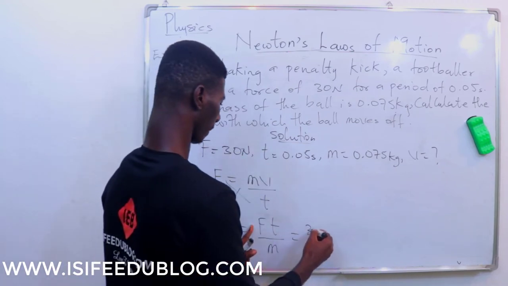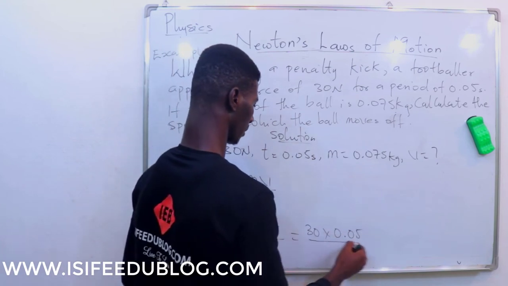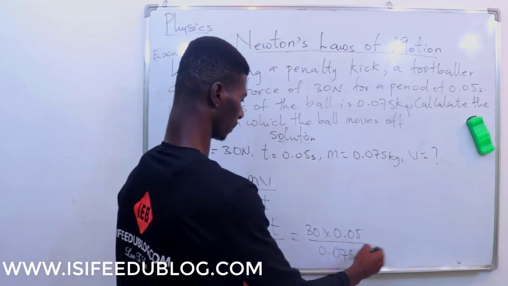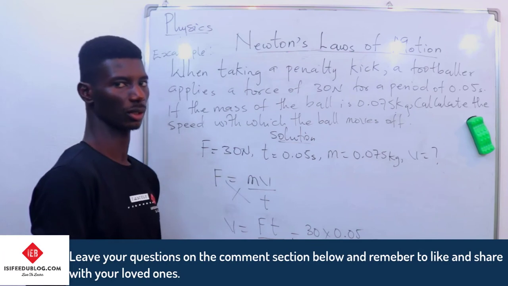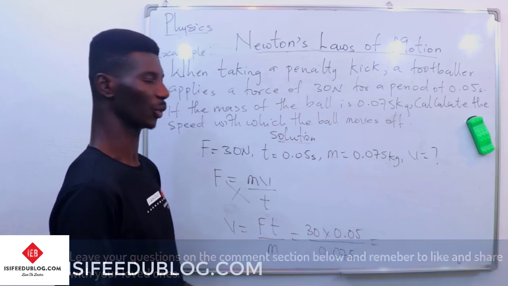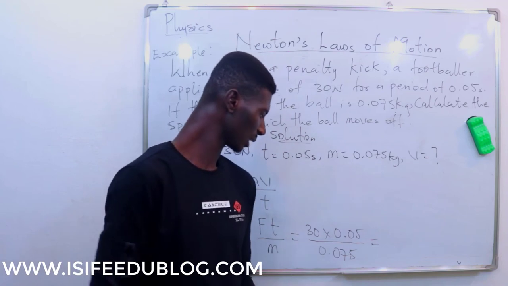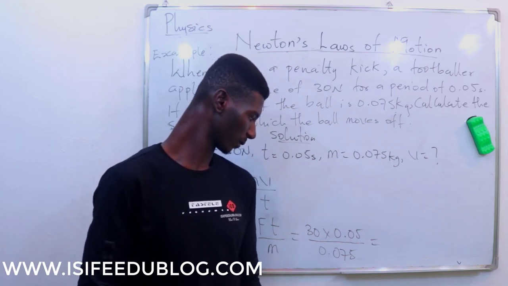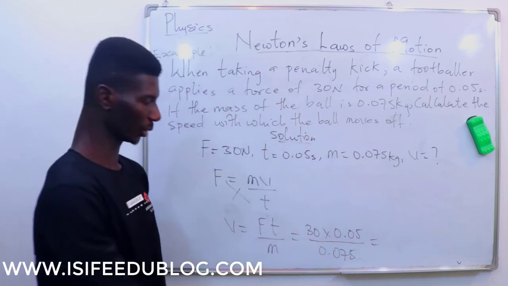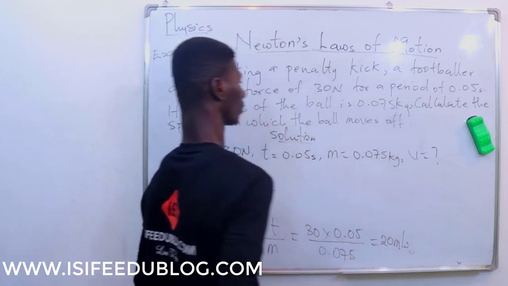F is 30 times time is 0.05 divided by mass, which is 0.075. So if you punch this in your calculator, we have the ways questions are twisted in the exercises section. If you click on that, you see many questions on that. So let's finish this. 30 times 0.05 divided by 0.075. So when you divide, we are going to get 20 meter per second.